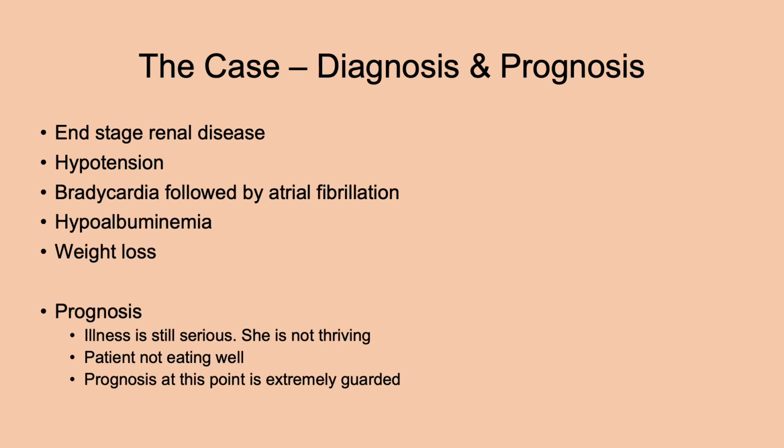So this is a review. So what does she have? End-stage renal disease, hypotension, bradycardia followed by atrial fib, hypoalbuminemia, and weight loss. The prognosis, she is seriously ill. She's not thriving. She's not eating well. Prognosis is called extremely guarded. So how do we select for this code?